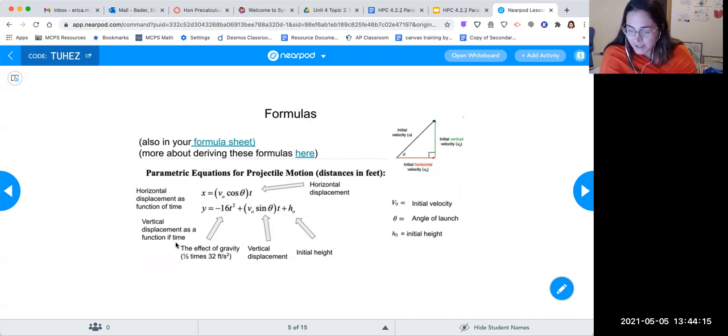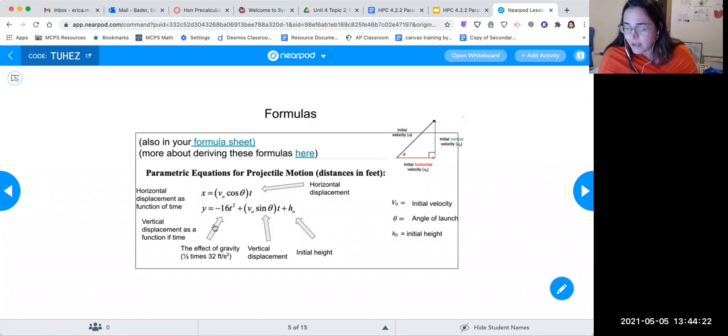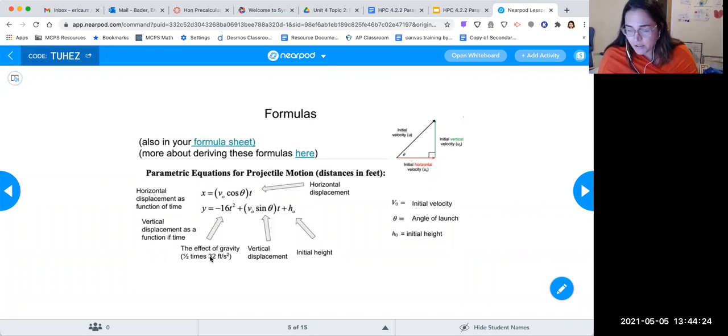And then vertical displacement is a function of time, so your height, if you're talking about a projectile. This first term, negative 16 t squared, means the effect of gravity. 32 feet per second squared, one half times 32, is where this is derived from. So this will always be a negative 16 t squared. Then we have velocity sine of theta, similar to the velocity cosine of theta for horizontal displacement. So initial velocity sine theta t plus h of 0, which just means your initial height.